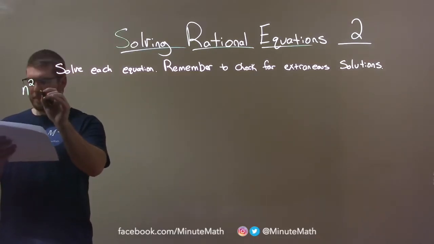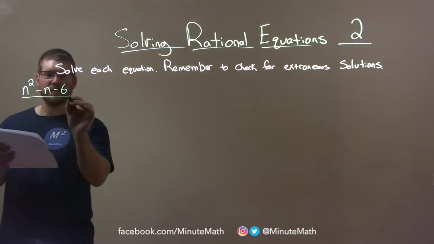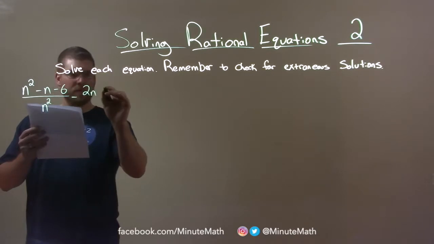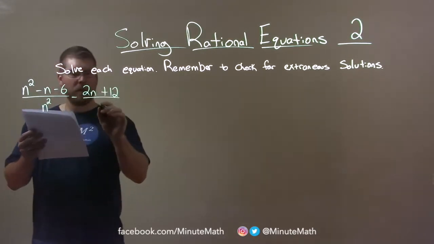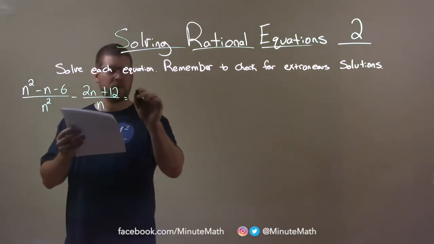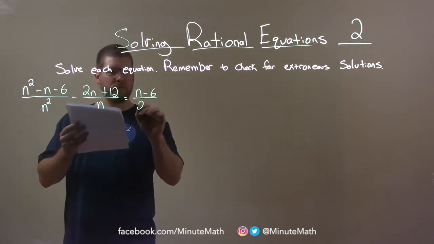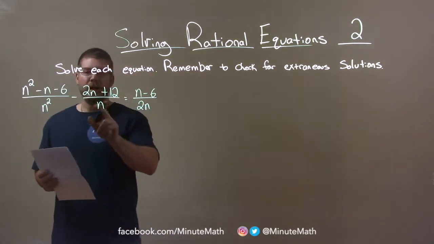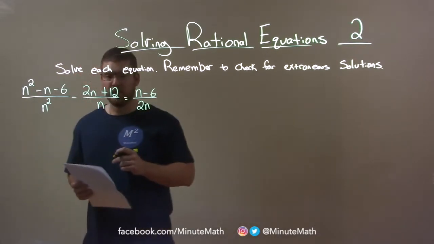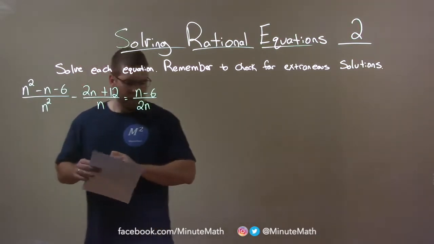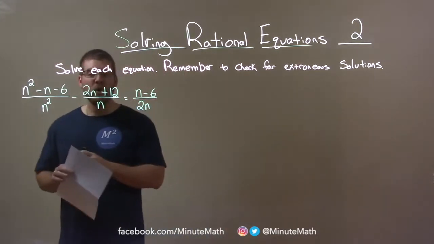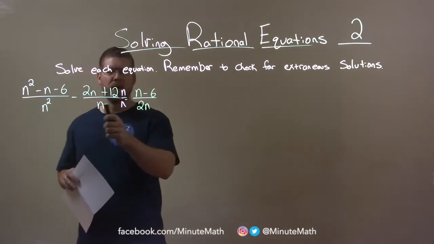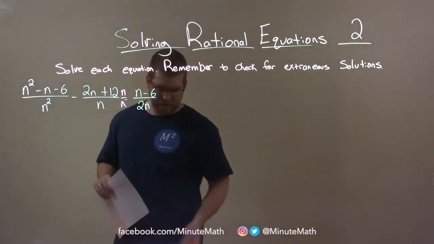n squared minus n minus 6 over n squared, minus 2n plus 12 over n, is equal to n minus 6 over 2n. All right. Well, one thing I want to do is have the same base when I add these together. So to do that, if I multiply the second fraction by n over n, that will give us a denominator of n squared, meaning that we can add them together.